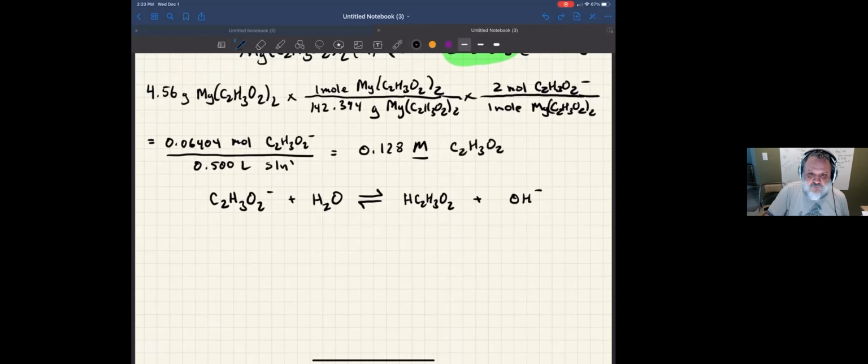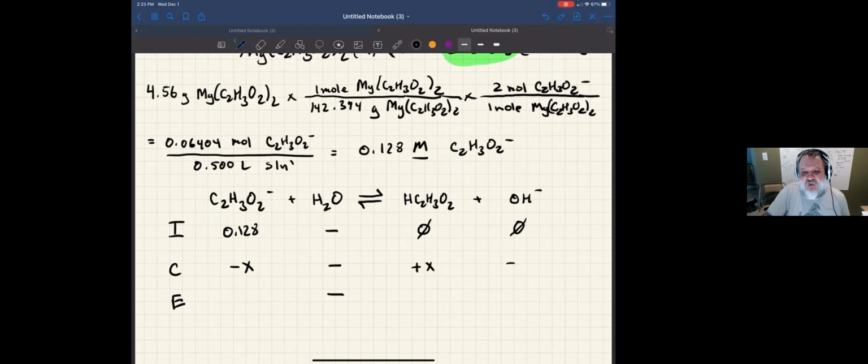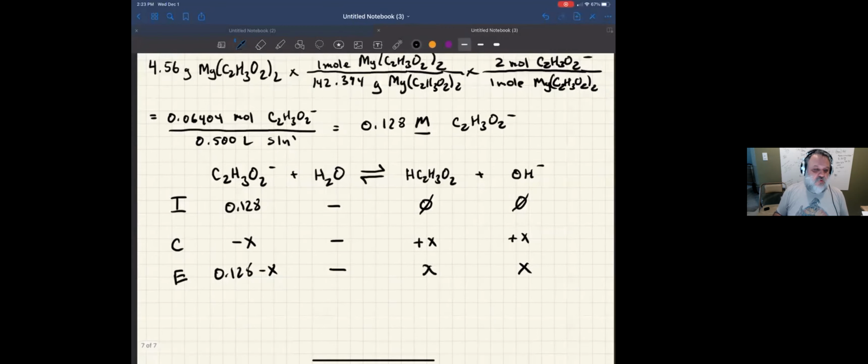So you get 0.128 molar acetate, and we can do an ice table. We start off with 0.128. The water is a pure liquid, so none of that. So none of the acetic acid and none of the OH ion. It's going to go down by X for acetate, up by X for acetic acid, and up by X for OH. Equilibrium is going to be 0.128 minus X, X, and X there.